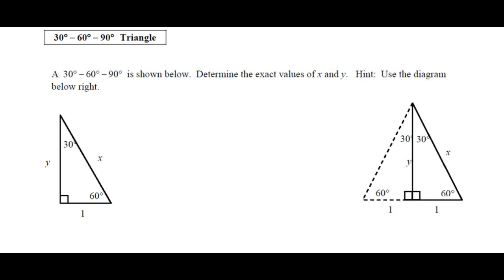The 30, 60, 90 triangle. A 30 degree, 60 degree, 90 degree triangle is shown below. Determine the exact values of x and y. Use the diagram below, right. So what we started out with was an equilateral triangle, right? 60, 60, 60. So what's the length of each of these sides? The same, and it is 2. It's like pulling teeth, right? Go get a pair of pliers. So what's the length of x? 2.